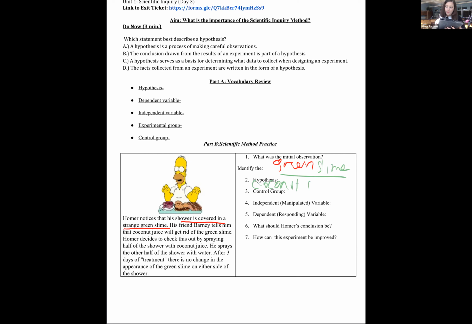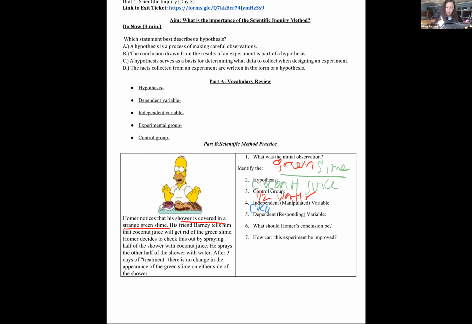green slime problem. So his control group is the half of the shower that he is spraying with water, right? Because that is usually the liquid that is sprayed in a shower. So the control group is half that is being cleaned with water. The independent variable, the manipulated variable, is the coconut juice, or rather what is being used to clean the shower.